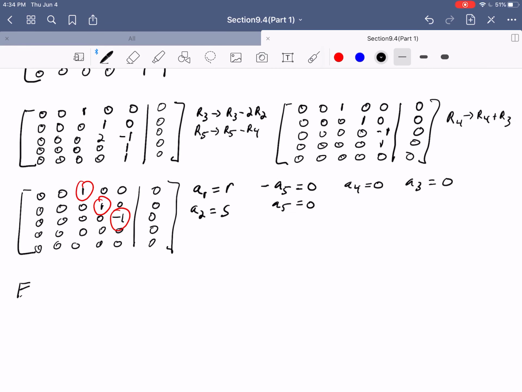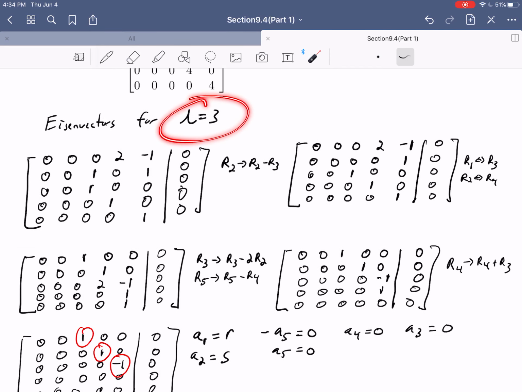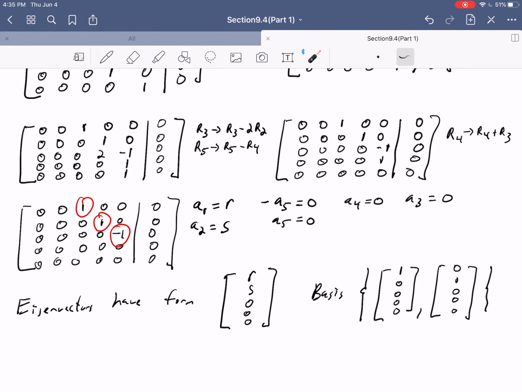So the eigenvectors here have form R, S, 0, 0, 0, and so a basis, nice and simple, would be 1, 0, 0, 0, 0, and 0, 1, 0, 0, 0. Okay, so there we go. This is good so far because this lambda equals 3 that we had actually had a multiplicity of 2, and we found 2 linearly independent eigenvectors.